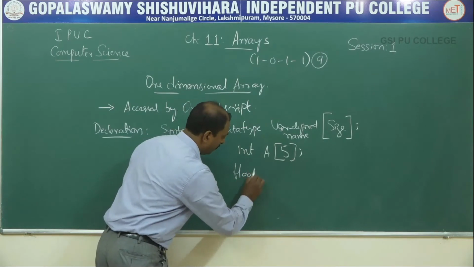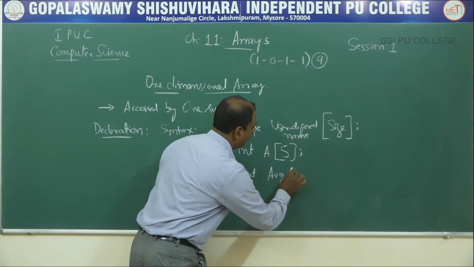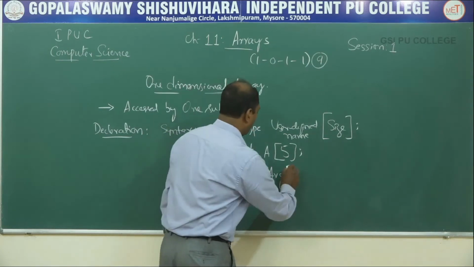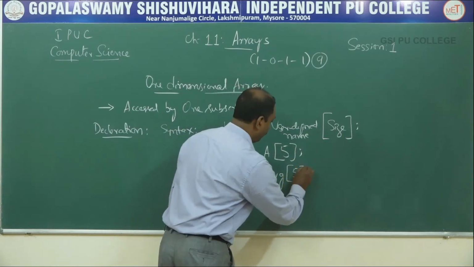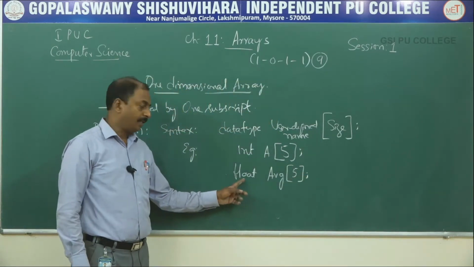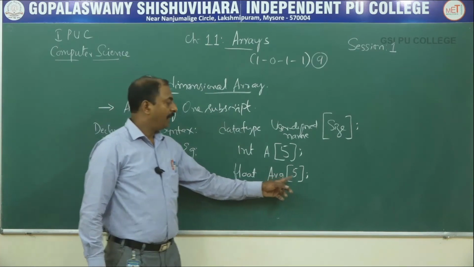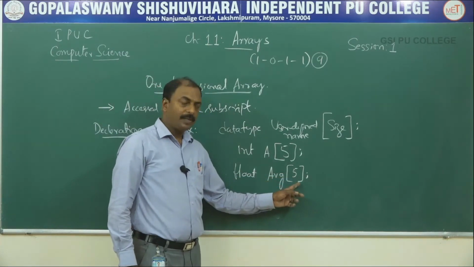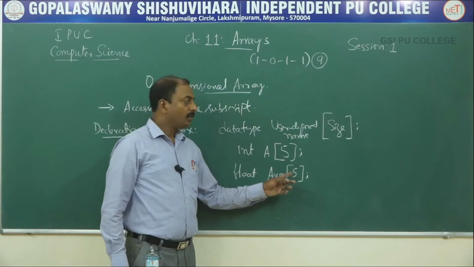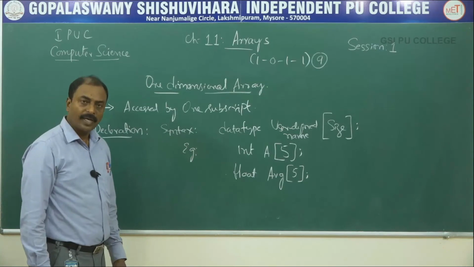Float data type, and here I can say AVG, for average, of size 5 and semicolon. In this example, float is the data type, AVG is the user defined name or identifier, and this is the subscript, size is 5. So this is how we declare an array in programming.